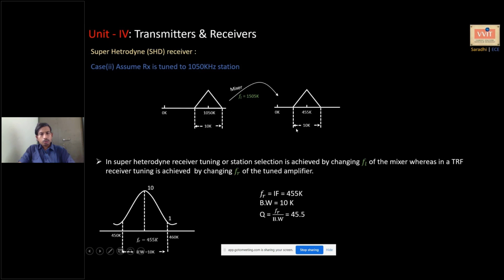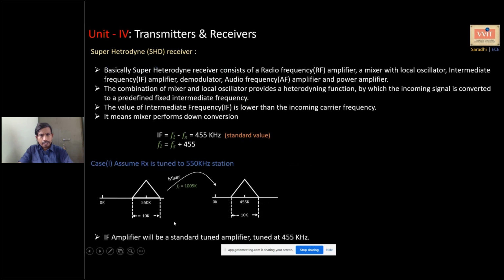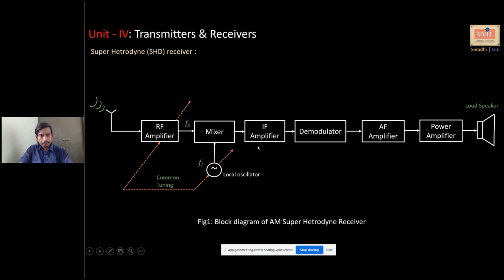So the point here is that this amplifier, which is called the IF amplifier, is always looking at a band pass signal centered at 455 kilohertz, irrespective of the channel the receiver is tuned to.